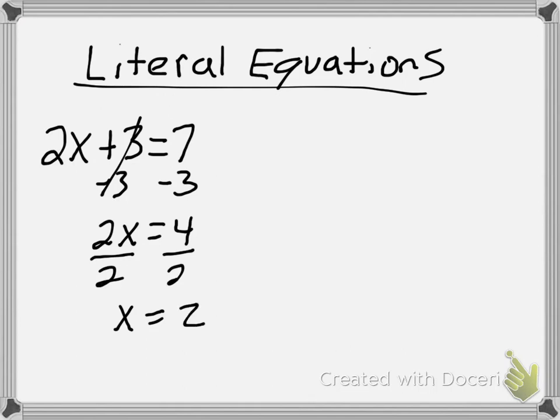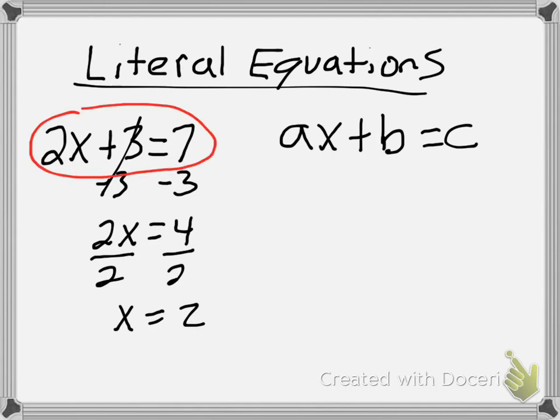So that's a normal equation. Now we're going to start looking at literal equations. Literal equations are pretty much equations just like before, except instead of a lot of numbers you have variables. So a similar literal equation would be ax plus b equals c. We're still going to solve for x. I want you to notice some of the similarities between these two as we go through and solve. This equation and this equation are really the same thing. We have things that are in the same spot.